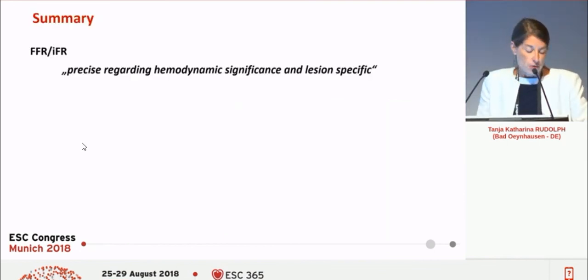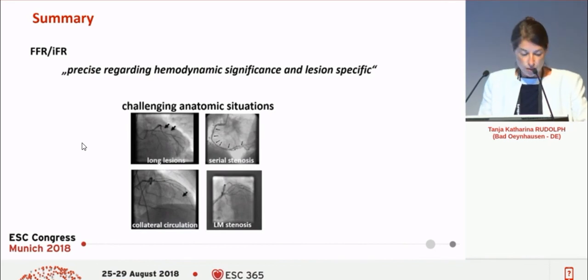So let me summarize. I think that FFR and iFR are parameters which are very precise regarding hemodynamic significance, and we can also use them in a lesion-specific way, which is very different to all non-invasive ischemic testing we have available. And so they are in particular helpful in challenging anatomic situations. I showed you that this is the case in serial stenosis and also in left main stenosis, but they are also helpful in long lesions where it's sometimes really difficult, just by eyeballing, to decide whether it's significant or not, and also in cases with collateral circulation.